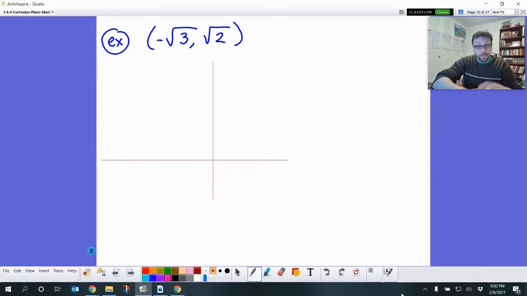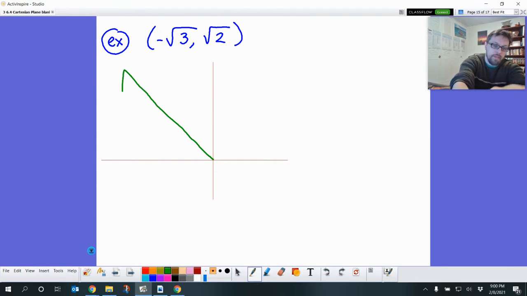Now this one looks a little gross. So let's see, we're going to be negative square root of 3 and square root of 2. So I'm going to start in quadrant 2 because I need to go to the left on my x-axis and then up. So I should end up with a triangle over here. So negative square root of 3 and a square root of 2.